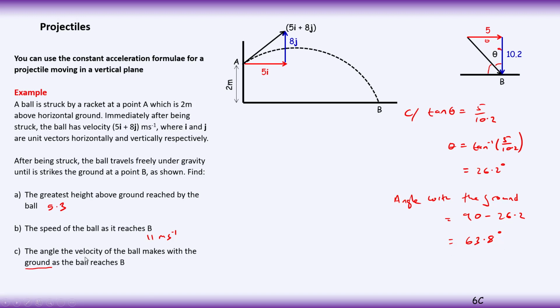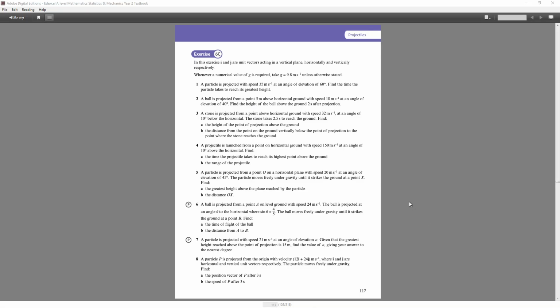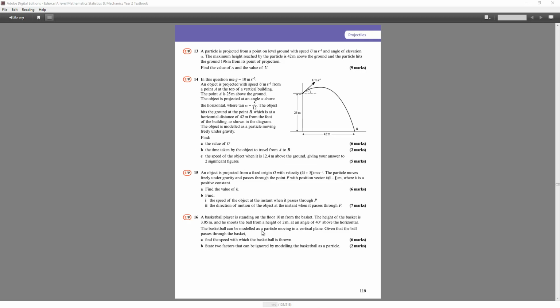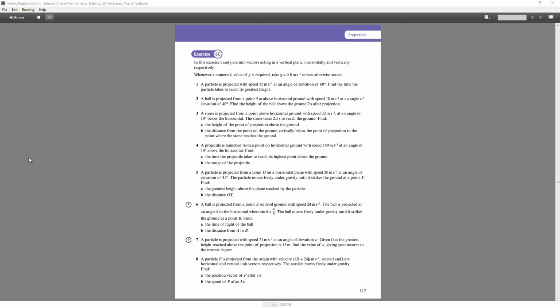And I've got some questions for you to attempt. Okay, the questions for you, exercise 6C, which I'll attach in the assignment. And there are a fair few questions for you to be getting on with. Okay, good luck.